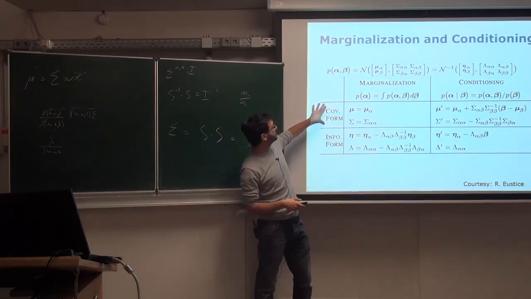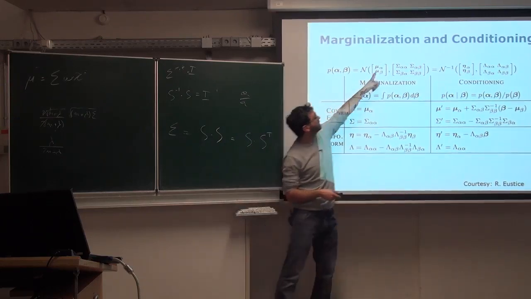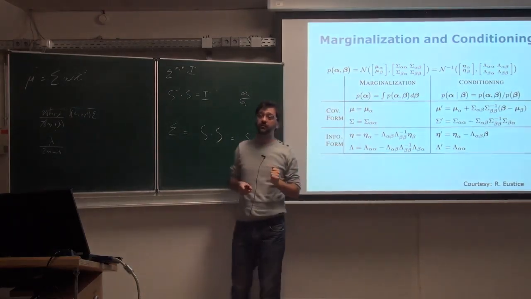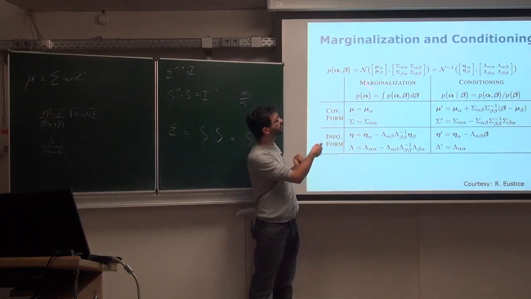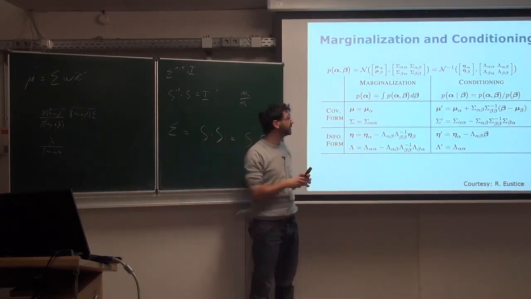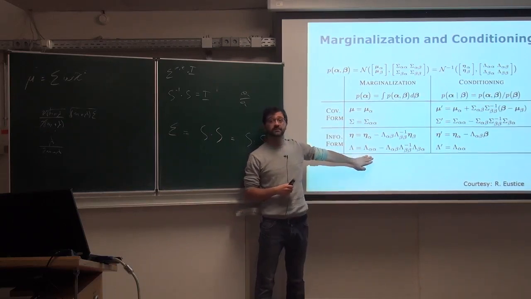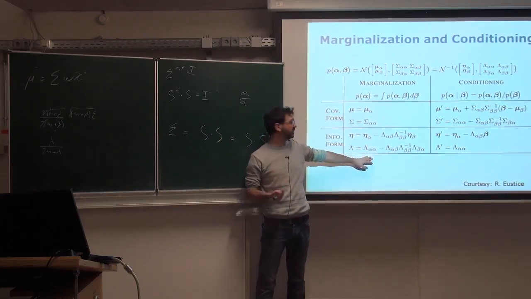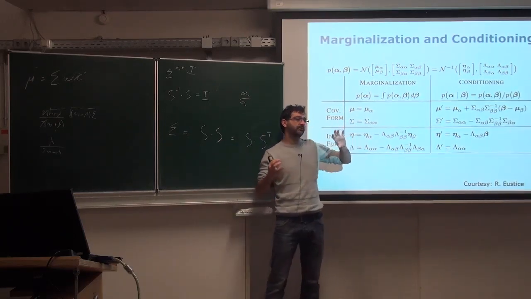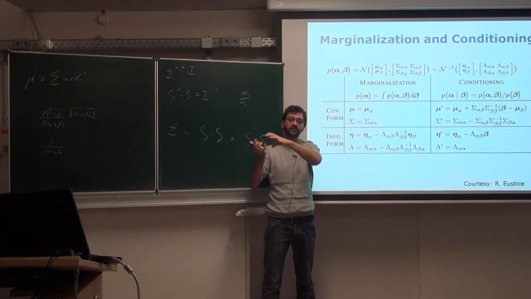For marginalization in the covariance form, or the moment form, you just extract the mean of the variable that you care about, and you extract the block of the matrix for the variable that you care about. That's because this form is already in a moment form, so you directly have the moments there. But if you want to do this in the information matrix form, it gets more computationally complex, because basically you need to get from the canonical parameterization to the moment one and then extract the things that you need.